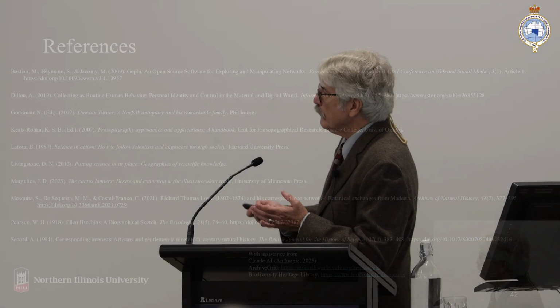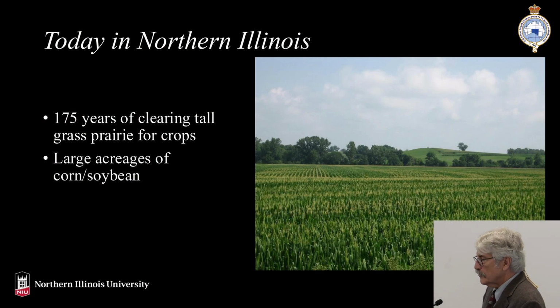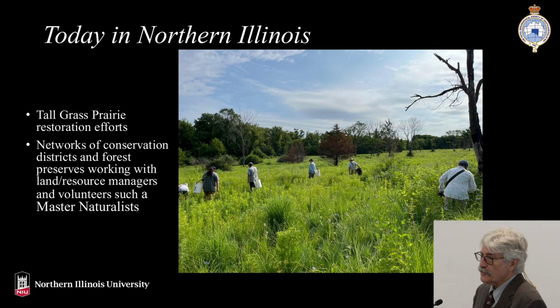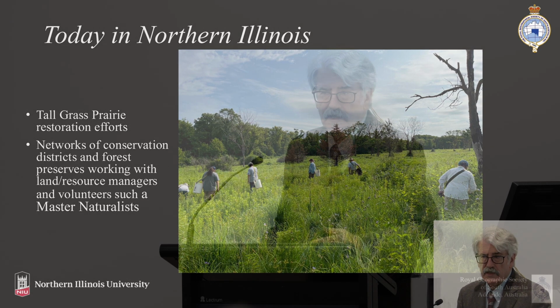And then those are the kinds of references that I had. And real quick, what's going on today? This is what Northern Illinois, where I live, looks like. It used to be tall grass prairie, now all for crops, large acreages of corn and soybean. And this is what we're trying to do now, restore tall grass prairie. So there's a network of people doing this, a network of communities and so on. Even farmers are selling off parts of their land or getting tax credits to restore land back to this. This is sort of the outcome of all the things that were going on back in the 19th century.